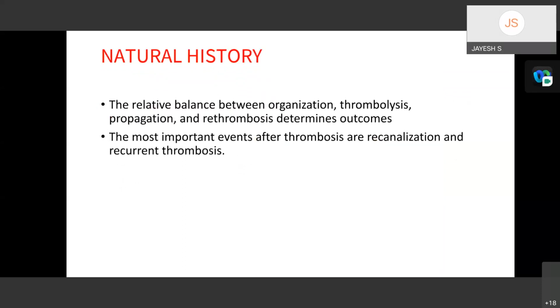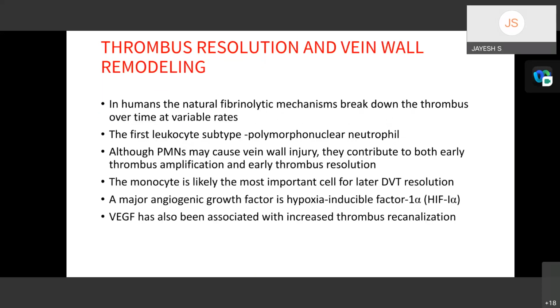Then coming to the natural history of venous thromboembolism, it is like a relative balance between organization, thrombolysis, propagation, and rethrombosis. The most important events after thrombosis are recanalization and recurrent thrombosis. Coming to thrombus resolution and vein wall remodeling: in humans, the natural fibrinolytic mechanism will act once DVT has happened, and it will lead to breakdown of the thrombus over time.